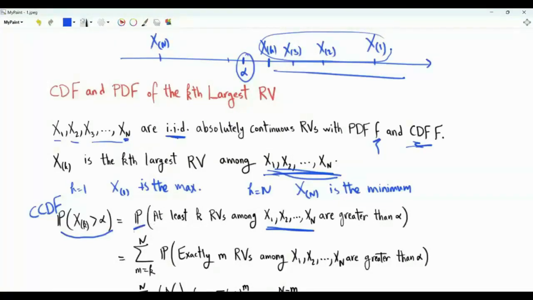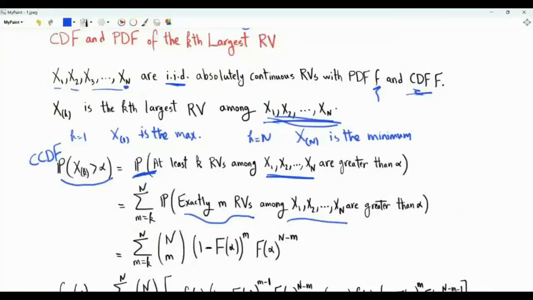Let's convert this probability into a summation. We will sum over all the possibilities in which we have k or more random variables greater than alpha. Our sum has an index small m from small k all the way to n, which is the total number of random variables. So the complementary CDF of x sub k at alpha is the summation over m from k to n of the probability that exactly m random variables among our i.i.d. friends here, exactly m random variables are greater than alpha.